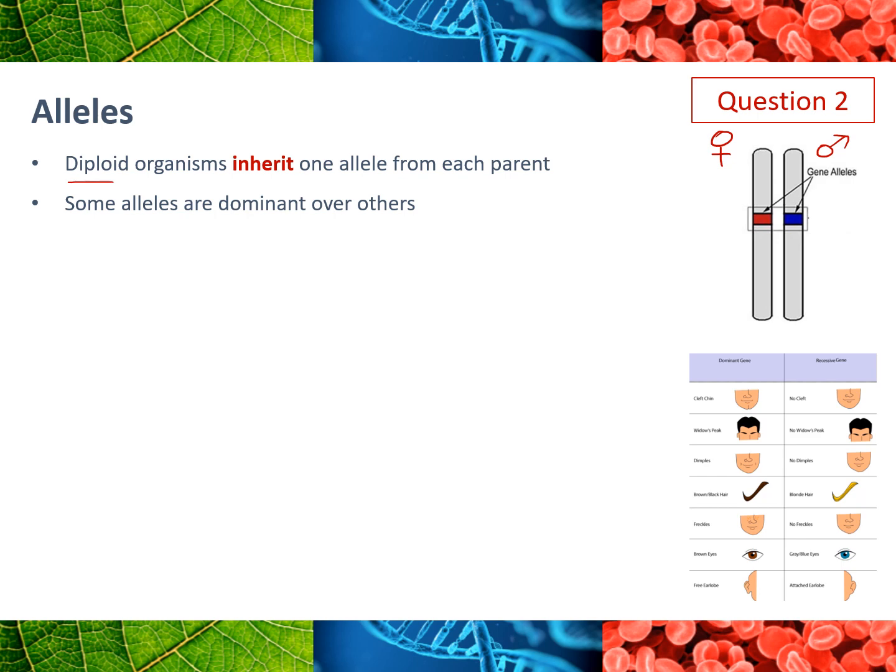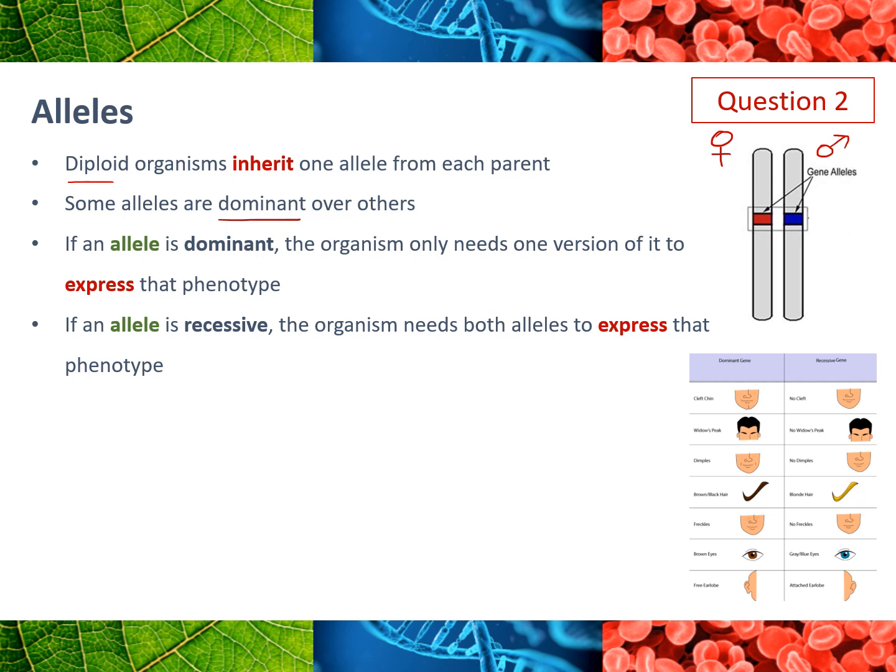Some alleles are what we call dominant. That means that if an allele is dominant, the organism only needs one version of that allele to express that phenotype. Let's look again at the eye color example. Let's say that brown eyes is a dominant allele. If it is dominant, it would be written with a capital B. So let's say I got the brown-eyed allele from my mother.